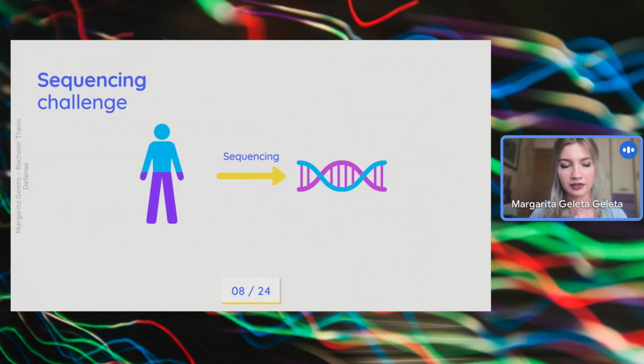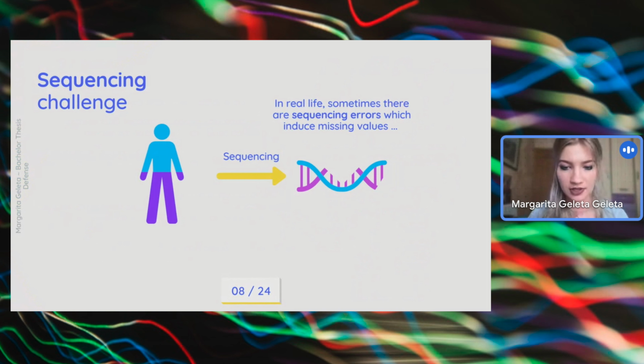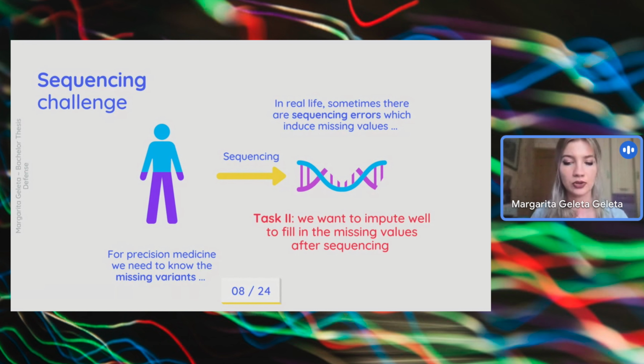With this problem in mind, we have another challenge. When we sequence, we are determining the sequence of nucleic acids of the DNA of an individual. Sometimes we have sequencing errors, which induce missing values in the sequence. This is a problem because for precision medicine, we need to know exactly what those positions are if we want to define the ancestry. And that's why we need good imputation tools. Imputation means that we fill in missing values. So this will be the second task we want to address.